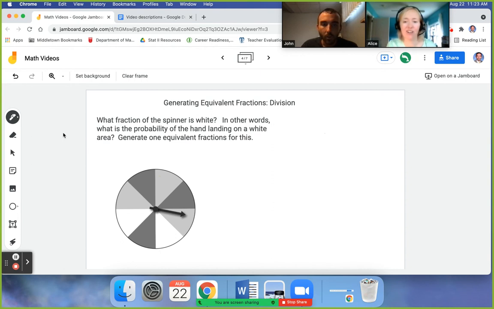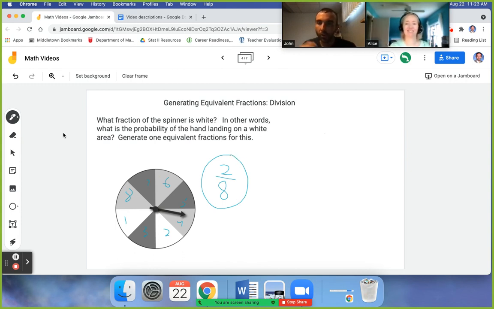Okay, great. So now on this problem here, we're being asked to write a fraction of what amount of this spinner is white. So what I'm going to do is I'm just going to count, okay, I've got 2 portions here that are white. So that's going to be my numerator. And then my denominator is going to be the total number of parts of the spinner. So I'll just keep counting 3, 4, 5, 6, 7, 8. So I would say 2/8 of the spinner is shaded white.